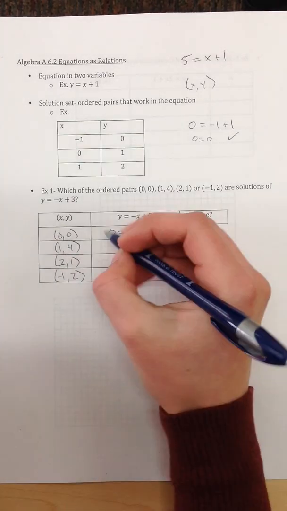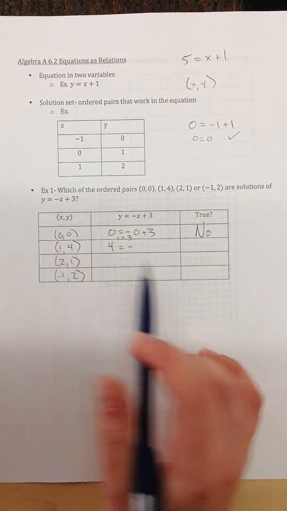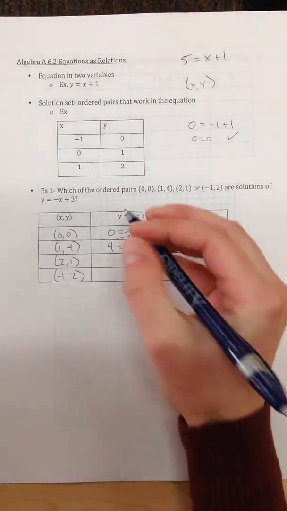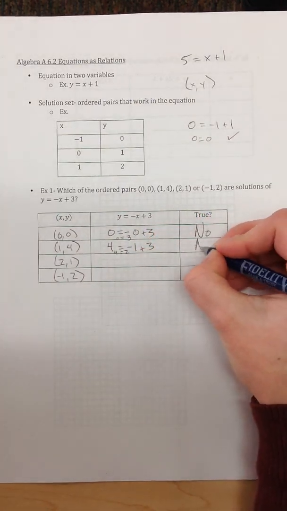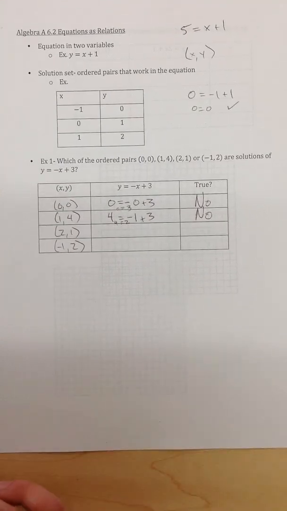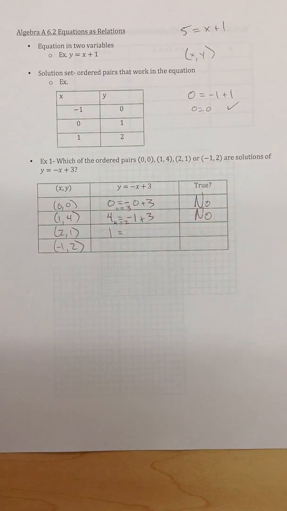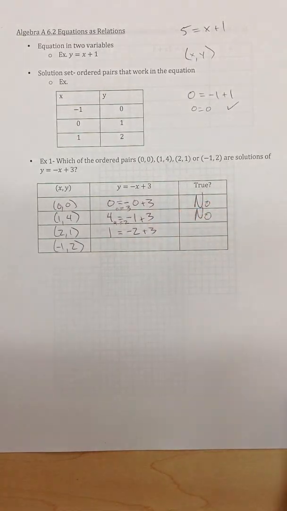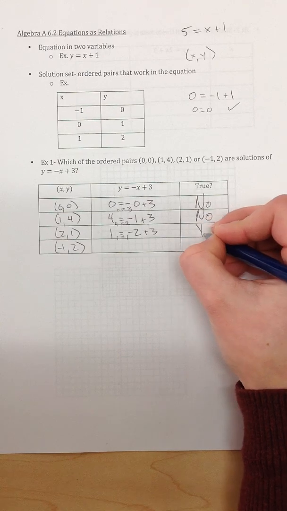Try the next one. So 1 for the x, 4 for the y. So my y is going to be 4 is equal to negative, and then my x is going to be 1, plus 3. So this would be 4 is equal to -1 plus 3 is 2. So 4 is equal to 2. That doesn't work either. Next one here, I'm going to try 2 and 1. So my y is 1, and my x is 2, so negative, and then my x value, which is 2, plus 3. So that would be 1 is equal to -2 plus 3 would be 1, so 1 is equal to 1.